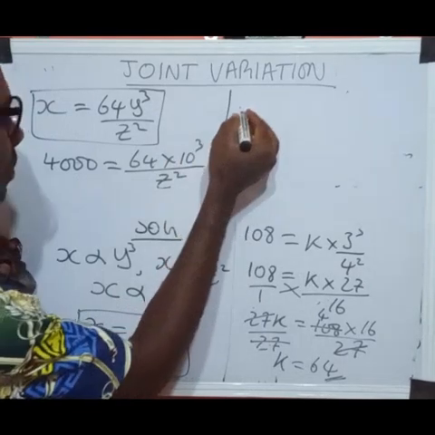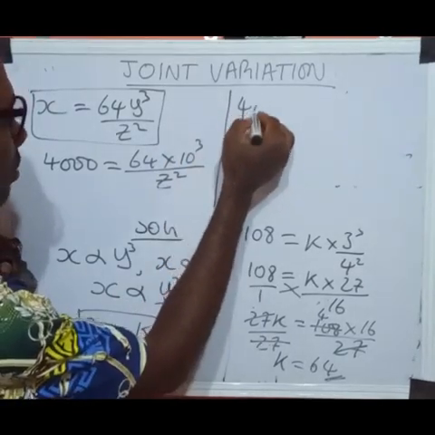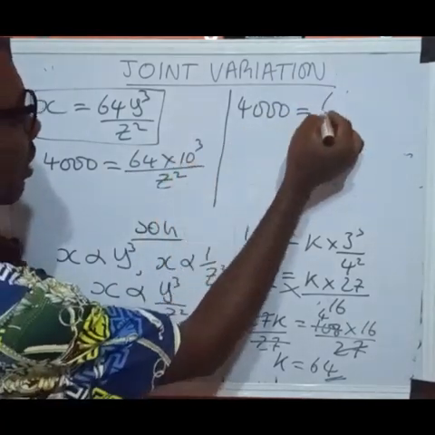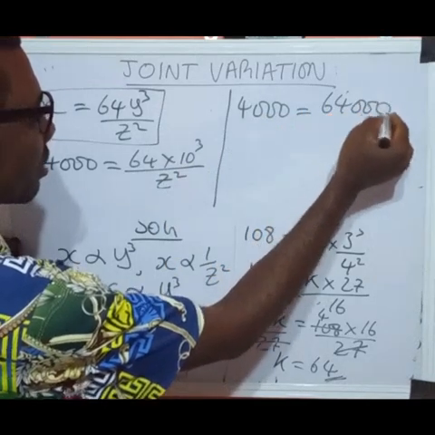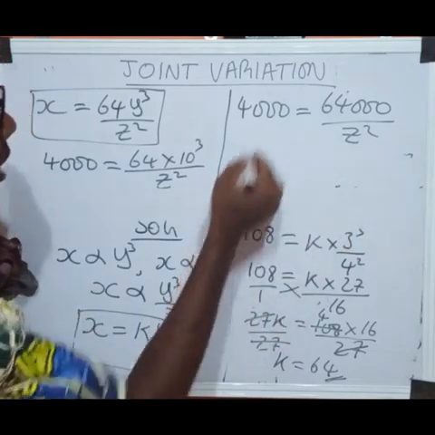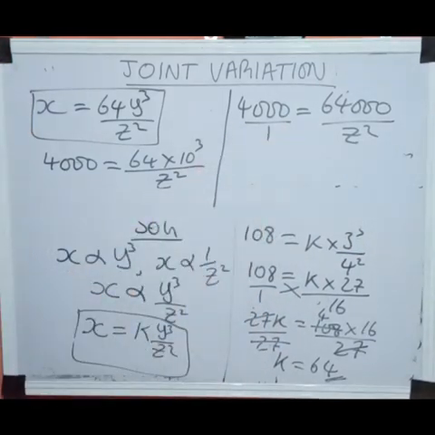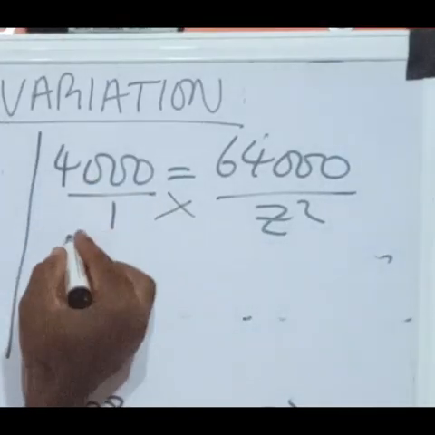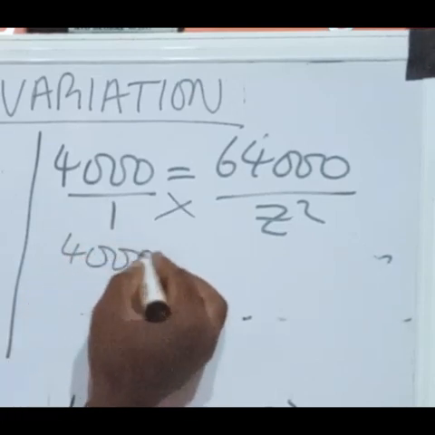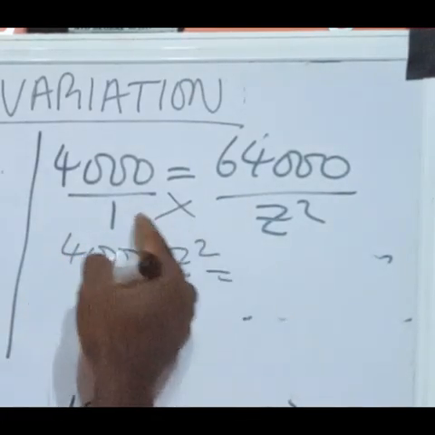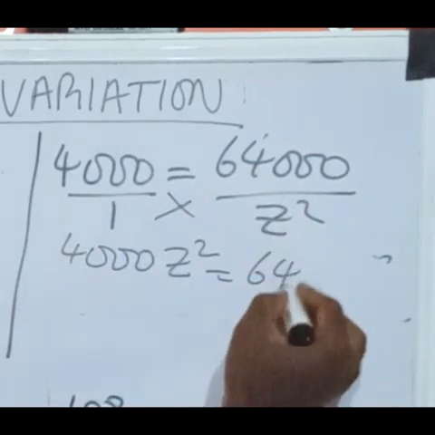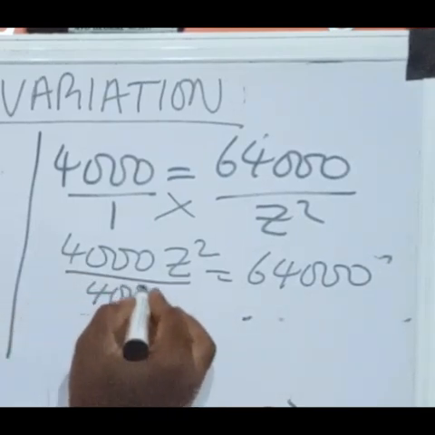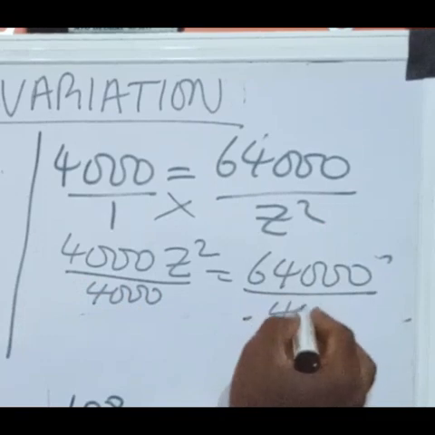We have 4,000 equals 64 times 10 raised to the power 3, which is 1000. So we're going to have 64,000 all over z squared. This is over 1. Then we do cross multiplication so that we have z squared times this. We have 4,000 z squared equals 1 times 64,000. Then we divide both sides of the equation by 4,000.